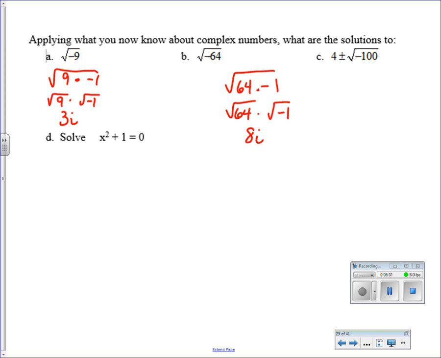Okay. Next one, we can do the same thing. We'll keep the 4 plus or minus, but then we'll change this. So this is not going to be negative 100. This is going to be positive 100 times negative 1. And then again, break this apart. So we'll have the square root of 100 times the square root of negative 1. So we're going to have 4 plus or minus what? 10i.